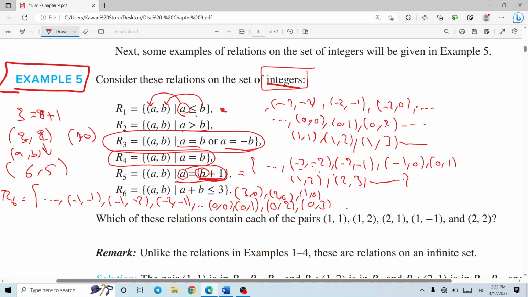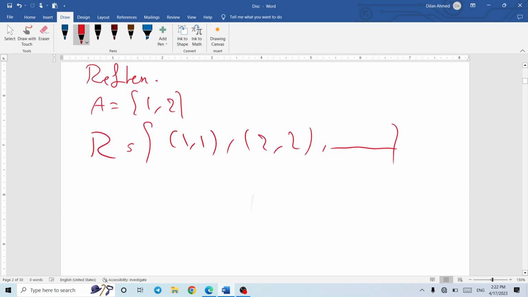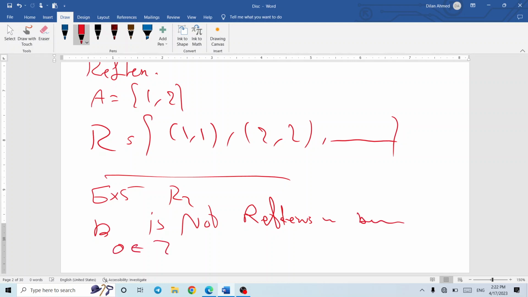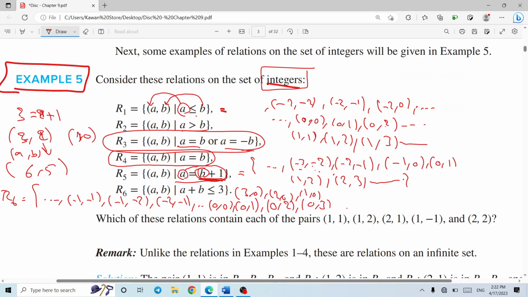If I gave you, I say it's not reflexive because of what? Because in R2, example 5, R2, I say it is not reflexive. Why? Because 0 belongs to the Z, but 0, 0 does not belong to R2. Am I right? One example. Maybe your friends say 1 and 1. It's okay. Now, R2 is not. R3.